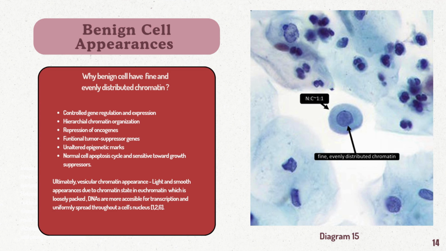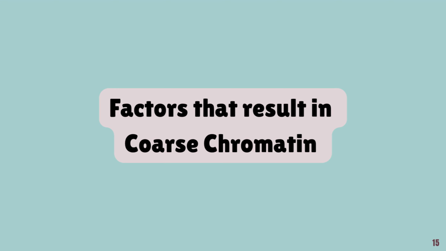Now let's focus on the factors that result in coarse chromatin. Imagine your DNA is like a huge library. Every cell has the same book, but not every book should be read. Epigenetics is the system that decides which genes are turned on or off without changing the DNA sequence itself. Today, let's see how abnormal epigenetic changes lead to the coarse chromatin seen in cancer cells.